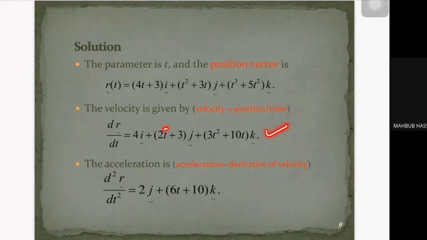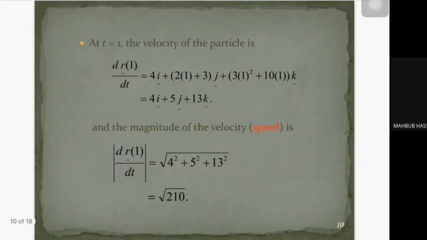Substitute t equal to 1, then you'll get this vector. And then find the magnitude, the square root of 4 squared plus 5 squared plus 13 squared. Simplify, then you will get square root of 210. This is your magnitude of the velocity at t equal to 1.